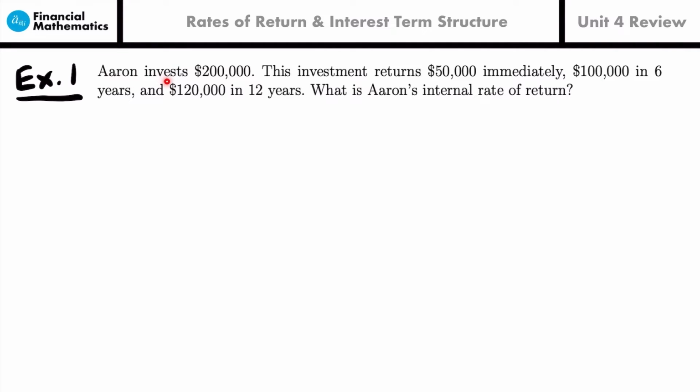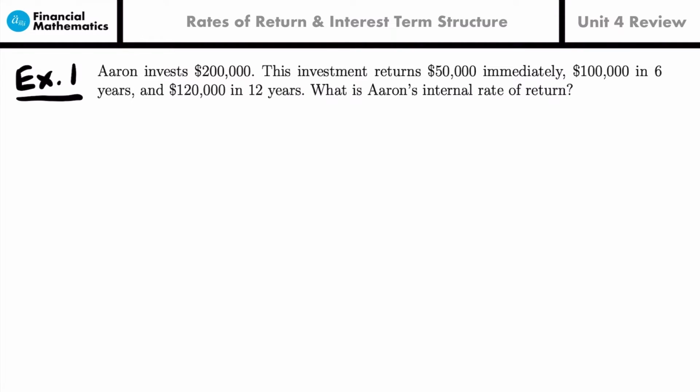We have Aaron invests $200,000. This investment returns $50,000 immediately, $100,000 in 6 years, and $120,000 in 12 years. What is Aaron's internal rate of return? Okay, so hopefully it's pretty obvious based on that last sentence that we are working with an internal rate of return in this problem. We want to calculate an internal rate of return, and to do that, we've been given a set of cash flows. And so what we will have to do is set up an equation where we calculate the net present value of the cash flows and set it equal to 0.